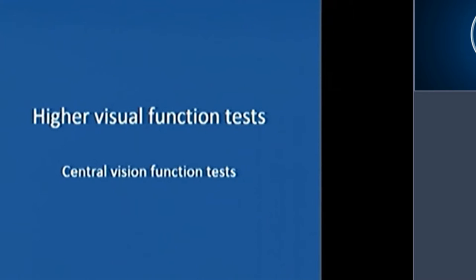Any of these tests done earlier, visual acuity, color vision, field of vision, contrast sensitivity, if there are problems in this, you repeat the test. Some children with other disabilities have a very short attention span. So you may have to break up your whole assessment into two or three sessions. But if you find that there are some derangements in this visual function, then you must go for testing the higher visual function also.